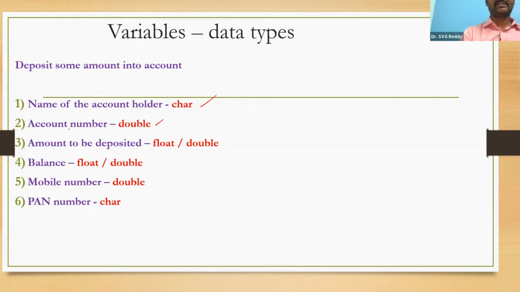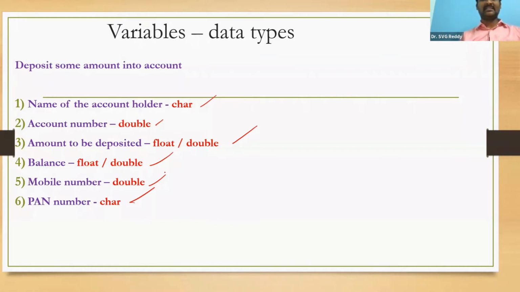Amount to be deposited. Amount or balance, all the time it has a decimal point, so that's why float or double. Even this also float or double. Mobile number is a 10-digit number. It can start with 7 or 9. So even this also goes with double. PAN number involves digits and characters, the alphabets. So that's why it is also a string, of course, which is represented as char.